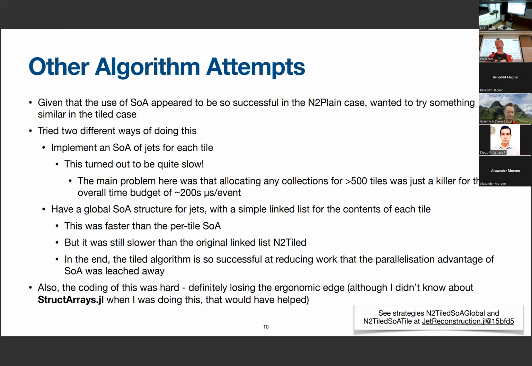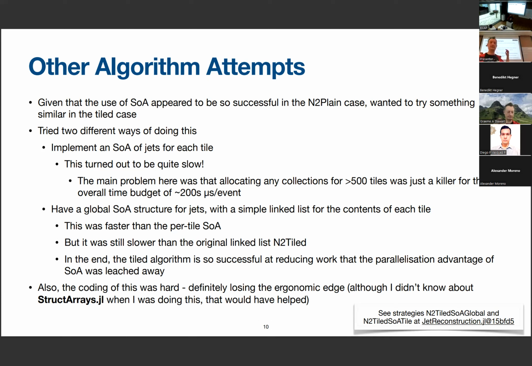Then I tried, okay, maybe I could have a global structure of arrays for all of the jets, so I could make certain global calculations a little bit faster. This turned out to be faster than my first attempt, for sure, but it was still slower than the original linked list used in the N2 tiles. And the reason is that the tiled algorithm is just so successful at shrinking the amount of work that there are very few places where you actually ever do a calculation on the global array list. So the SOA doesn't really buy you much in the end.